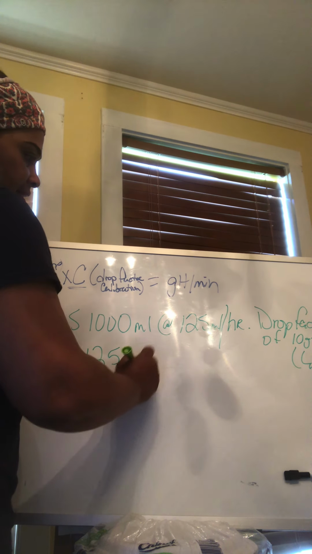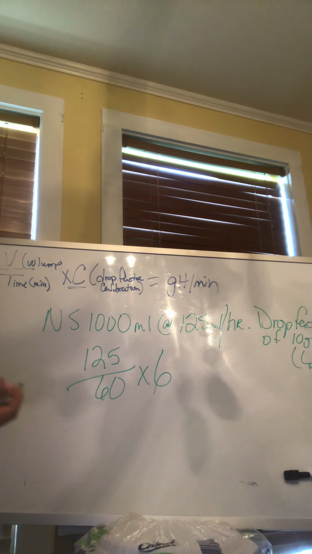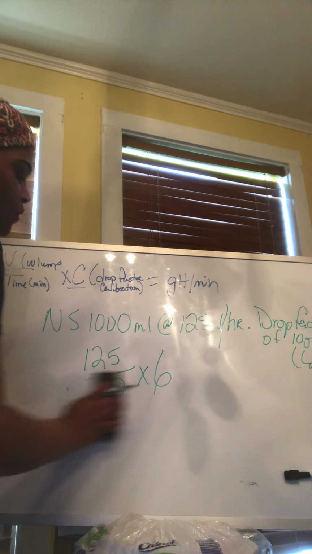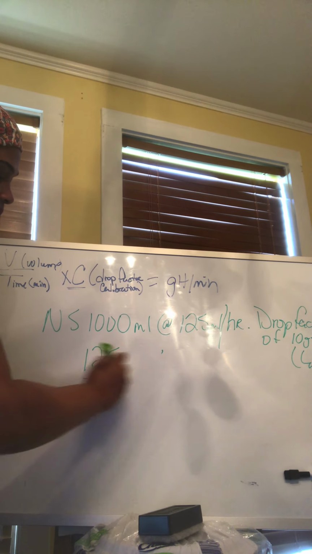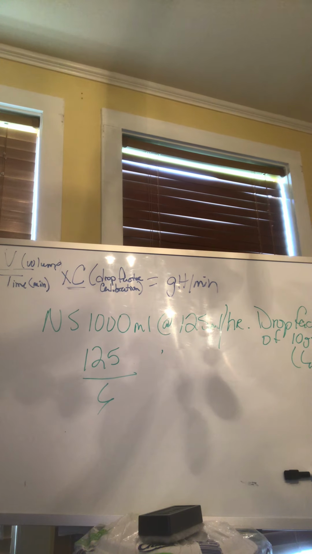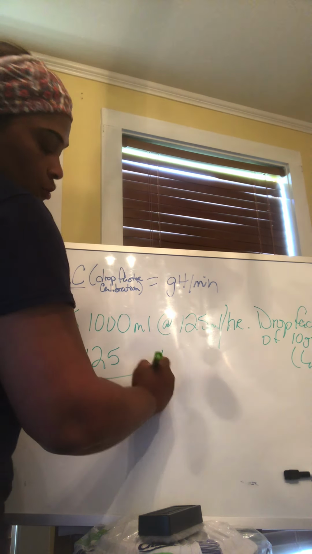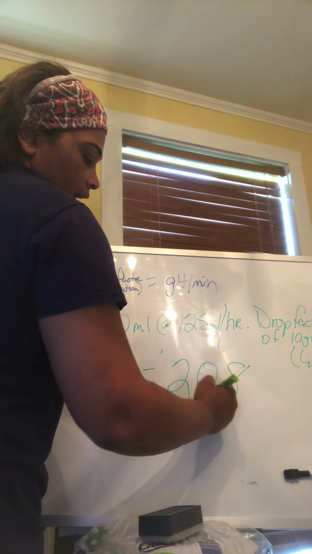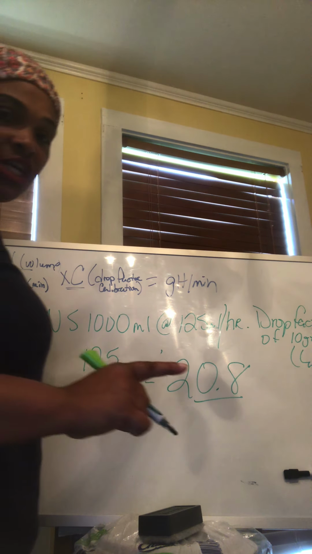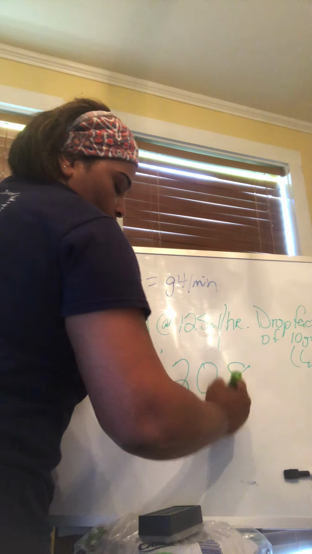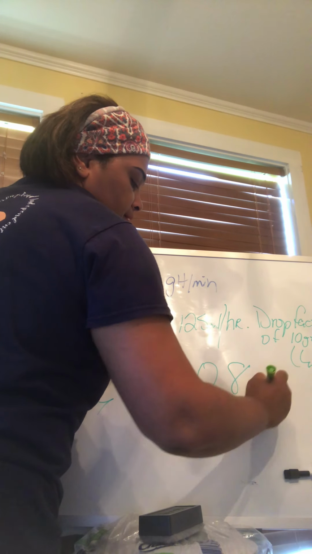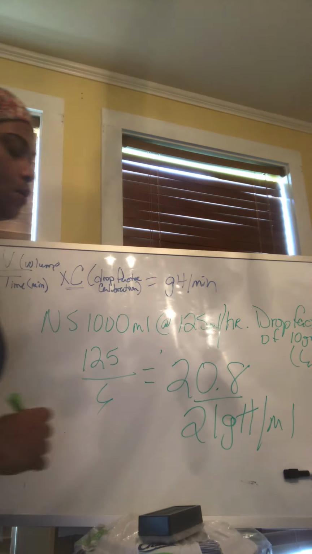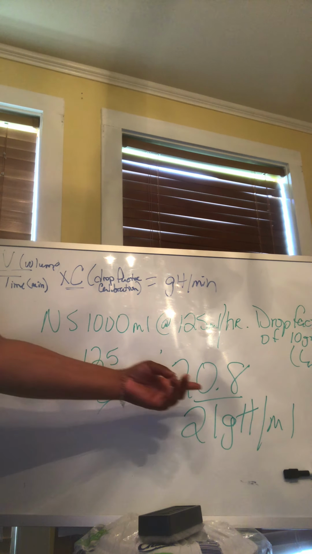125 over 60 times 6. Oh, I'm sorry. 125 divided by 6. And when you plug that in, you should have gotten 20.8. Again, that was our first question, which leads us with 21 drops per minute when we round up.